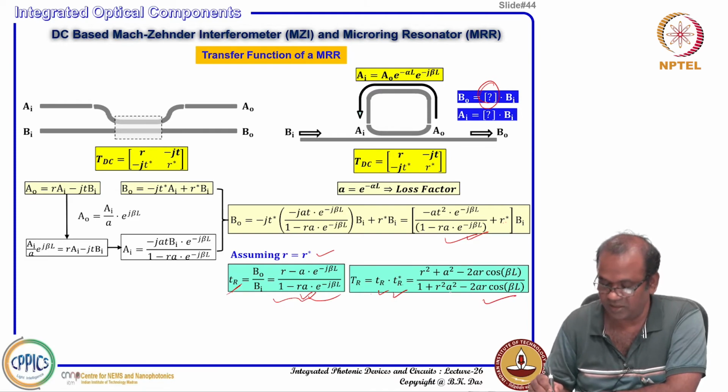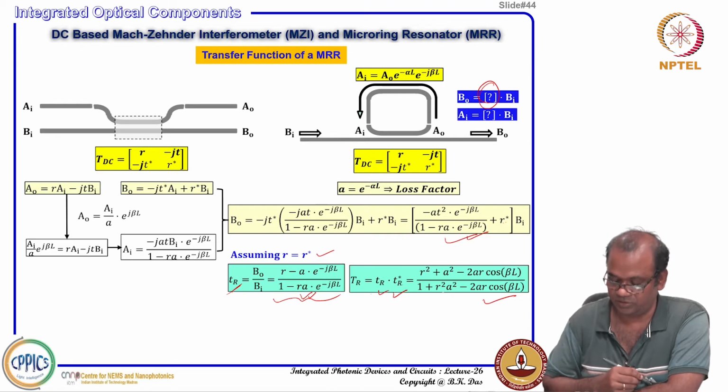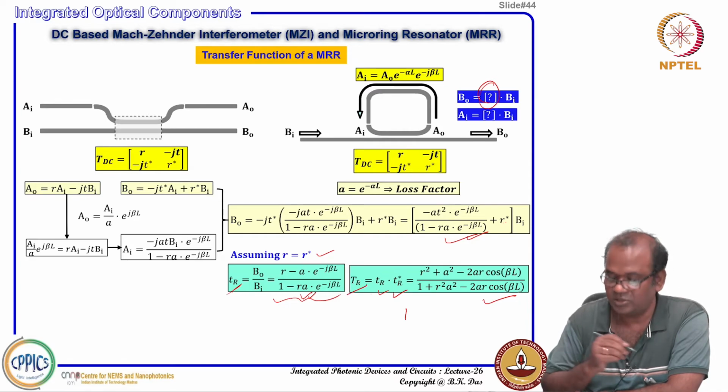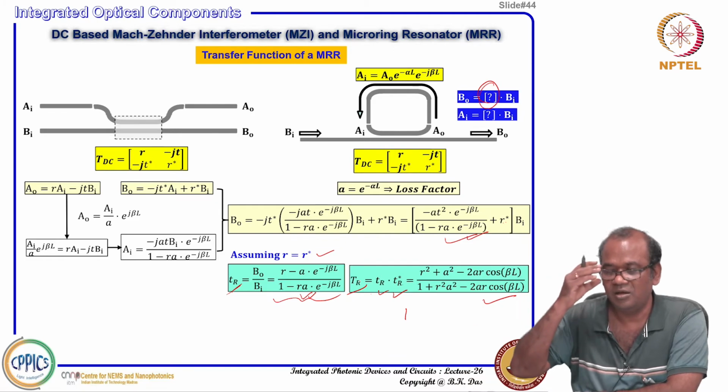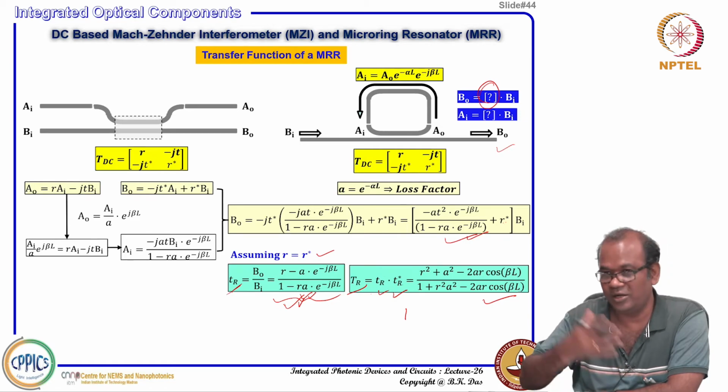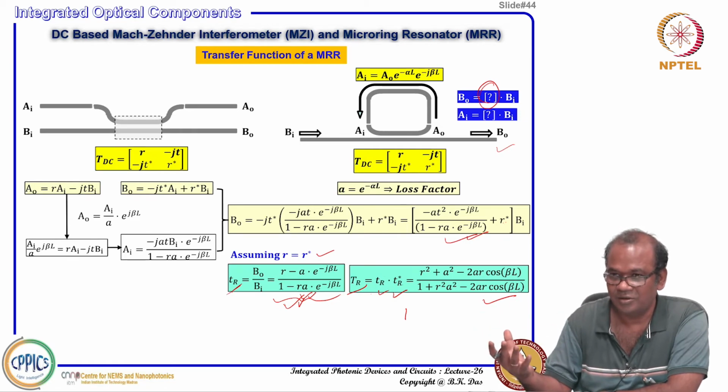That means this is actually the power transfer characteristics. So, if you know this value, beta value, L value, R value, A value, and you are just launching 1 watt, you just put down all these values, then you know how much power will be transmitted to the output here. So, this is the amplitude transfer function that will be useful for simulating photonic integrated circuits.